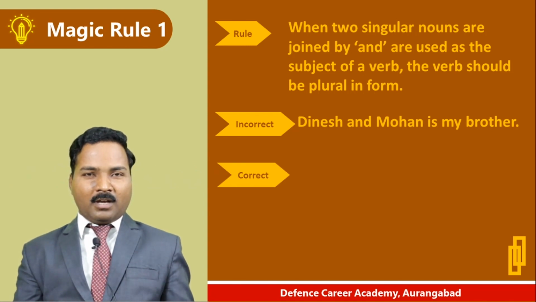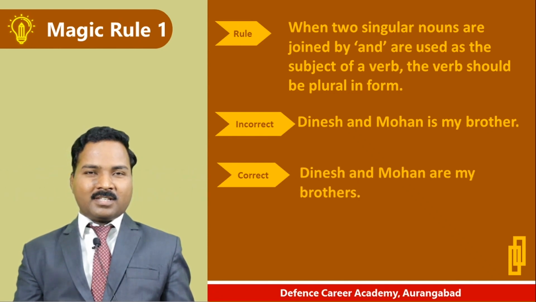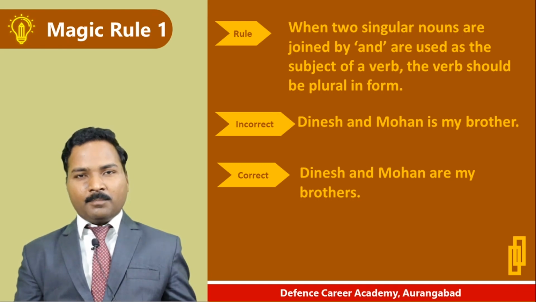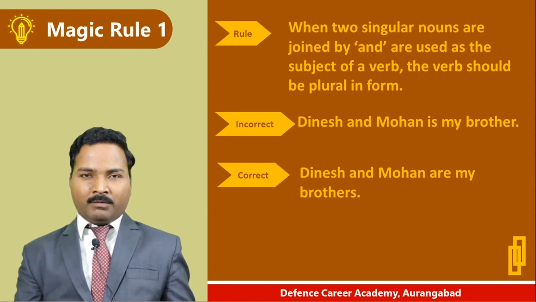And now I'll give you a second example which is the correct one. In this example you can find that the sentence is corrected with the plural form of the verb. So always remember that even if there are two singular nouns, they are joined by and, so because they are two, it means they are more than one. That's why the subject is already plural. If it is more than one, it is already plural. That's why the verb should always be plural in form.